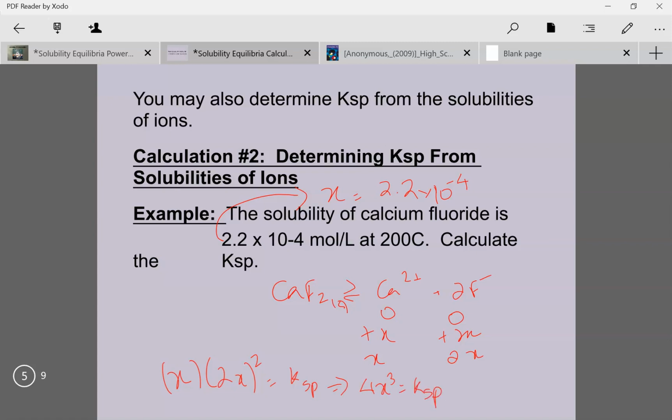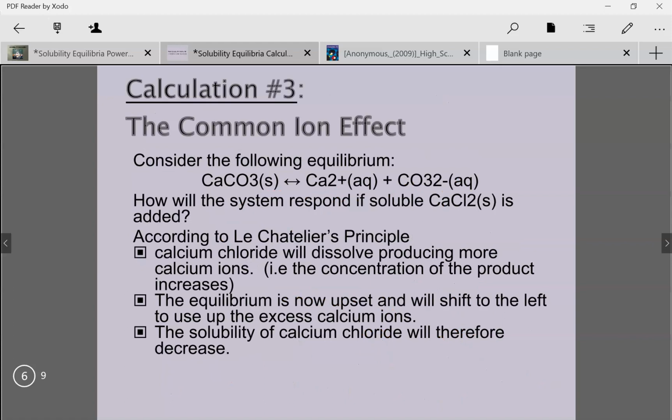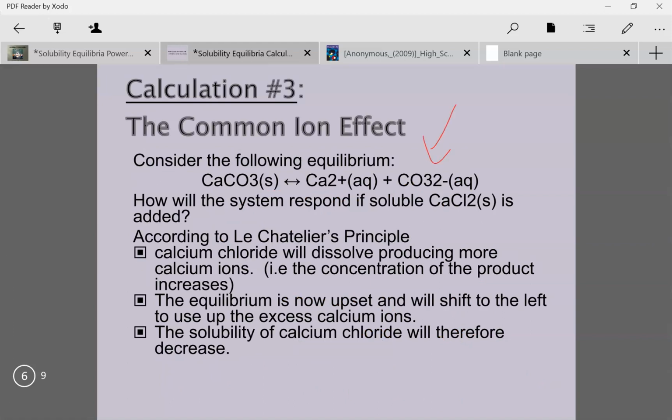But I know x is 2.2 times 10 to the power negative 4, so I just do 2.2 times 10 to the power negative 4, the whole cubed, multiply that by 4, and I have KSP is equal to 4.26 times 10 to the power negative 11. That's my KSP. So these were pretty simple. You have to set up the exact same ICE table every time. I either give you the KSP, which means you have to calculate x, or I give you x in the form of solubility or molar solubility, and you have to calculate KSP. So far so good. We are going to be talking next about the common ion effect.